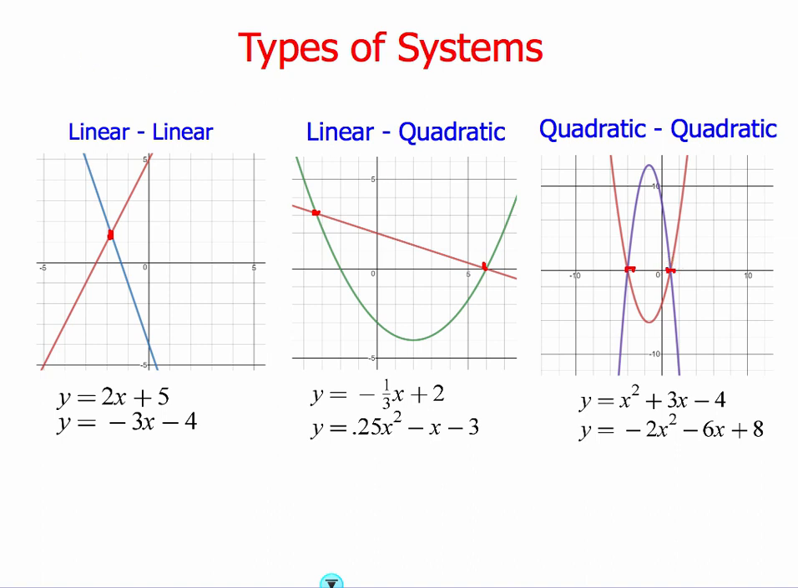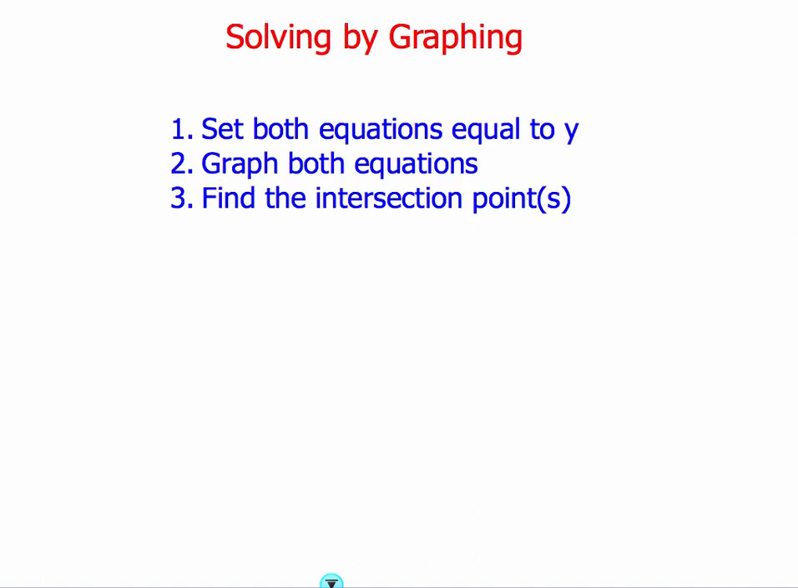So we're going to be talking about two different ways to solve a system. We're going to talk about solving by graphing and solving algebraically. So first let's talk about solving by graphing. To solve by graphing, I want to get both equations set equal to y, so we want to get y alone on one side. Then we're going to graph both equations, either by hand or using a graphing calculator, and then we're just going to find the intersection points.